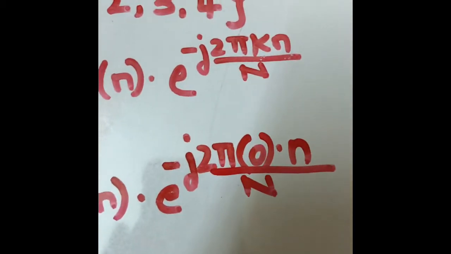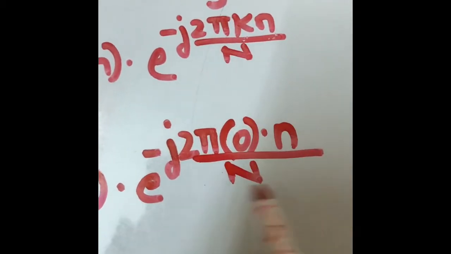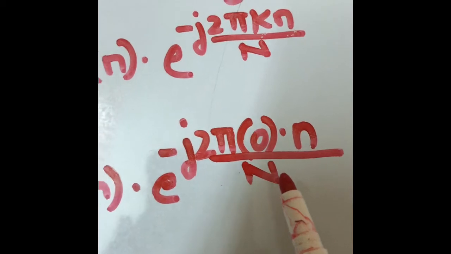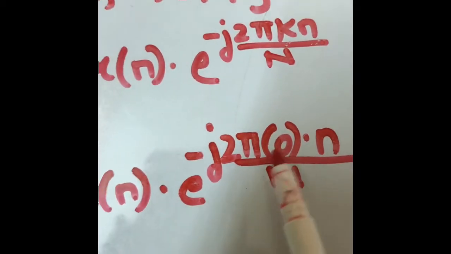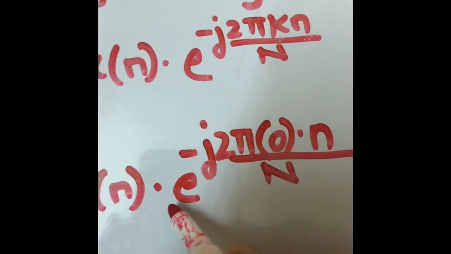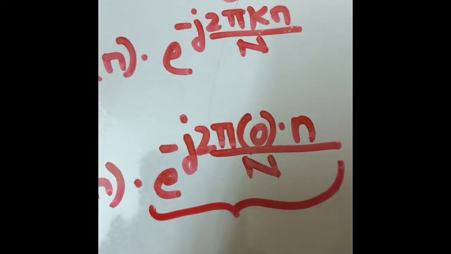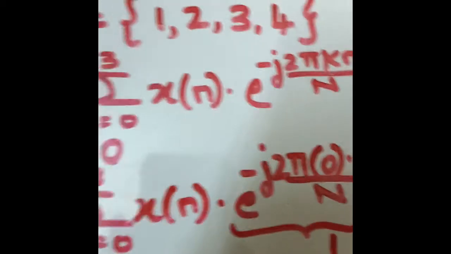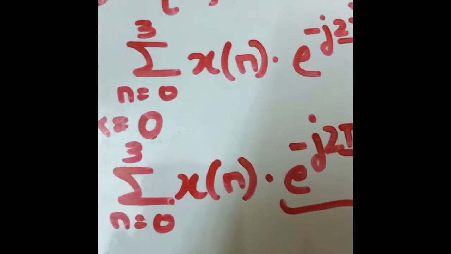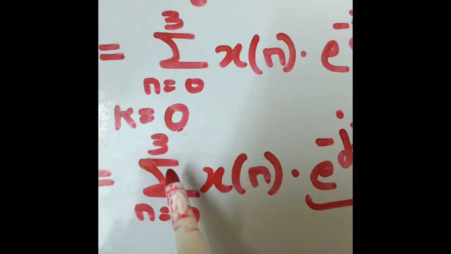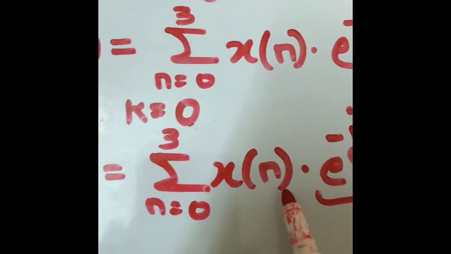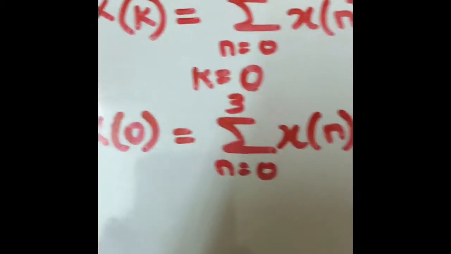So what will happen? This whole term will become 0. So it will be e raised to 0. What is e raised to 0? That is equal to 1. So the value of this whole term will be equal to 1. So what were we left with? We are left with only summation n is equal to 0 to 3 of x of n. So now go on substituting.